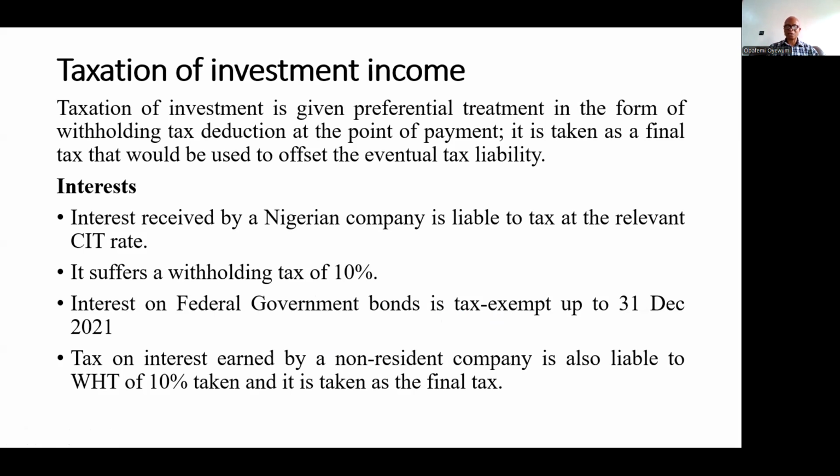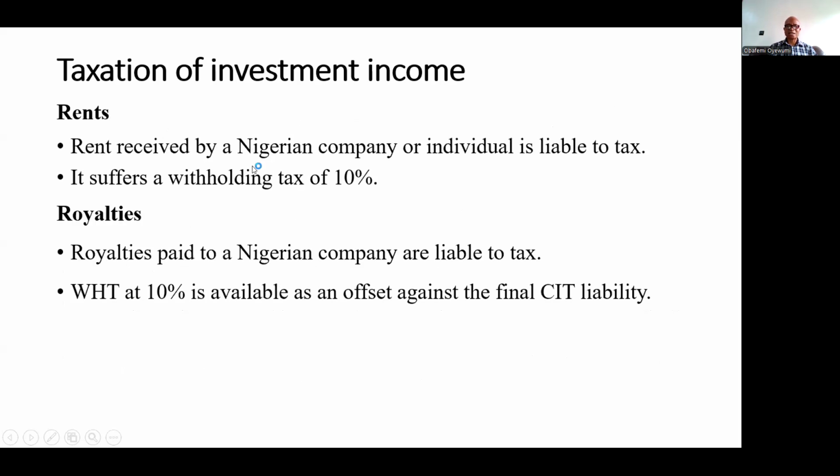So what we're saying here is that every interest that will be subjected to CIT, that's for the company now, will definitely have to suffer what is called withholding tax, and it's usually 10%. Now, rent received by a Nigerian company is also liable to tax. And what is the form of tax? Withholding tax of 10% as well.